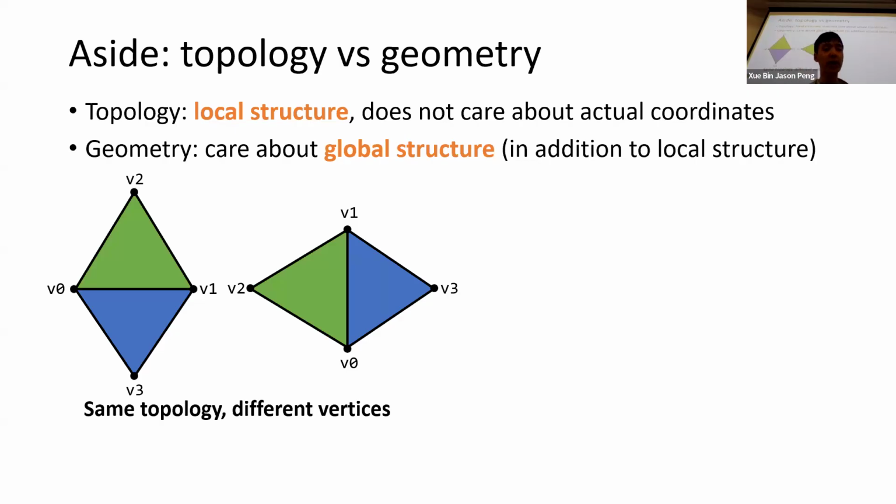Now in this case, we can say that the two meshes have the same topology. Vertex 0 is still connected to vertex 1 and vertex 2. Vertex 3 is still connected to vertex 1 and vertex 0. So the local structure, the connectivity between the vertices, is the same for both of these meshes. So they have the same topology, but the geometry is different because the 3D coordinates of the vertices themselves are not the same. So in this example, we can say that the two meshes have the same topology, but they have different geometry.